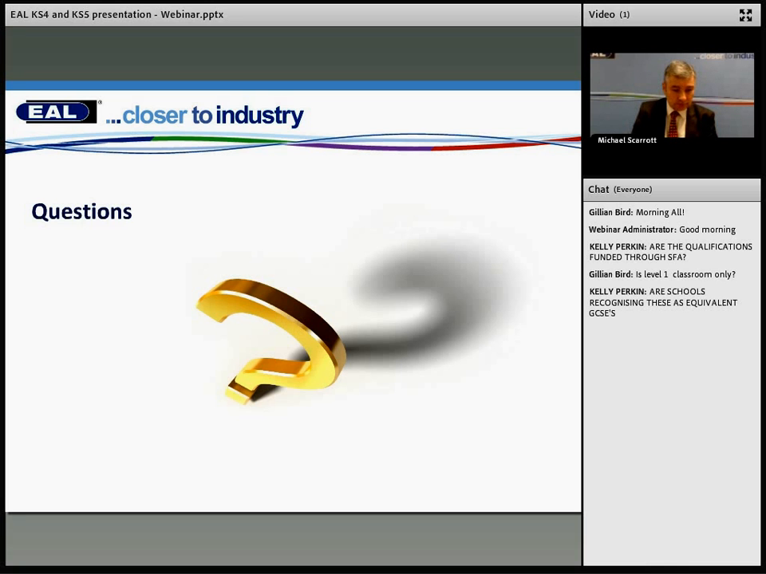Question from Kelly here, are schools recognising these as equivalent GCSEs? Kelly, yes, the Key Stage 4 qualifications are on par with GCSEs, and the Key Stage 5 qualifications are on par with A-levels. You've noticed that DfE now have included 8 characteristics that the Key Stage 4 qualifications must meet, and 10 for Key Stage 5. They've made the qualifications more rigorous, and they've made them on par with GCSE and A-levels. Yes, so they will be recognised.